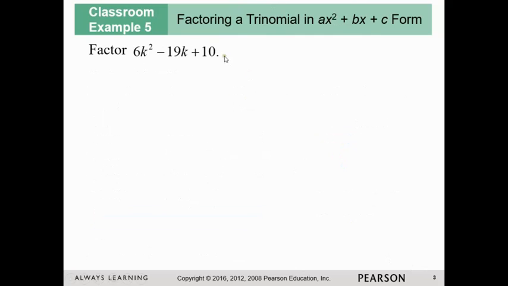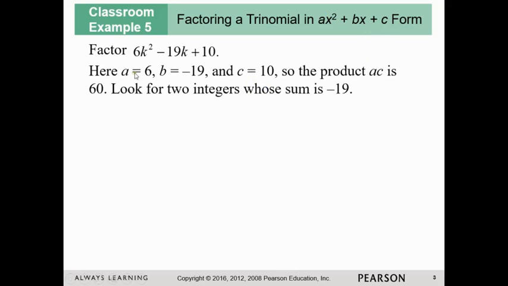So now we're looking at factoring a trinomial in the form ax squared plus bx plus c. Notice that the leading coefficient is not 1. So if you remember, we use something called the AC method here. So remember, A is 6, B is -19, C is 10. So when we find the product AC, which is A times C, AC is 60. So we look for factors of AC that also sum up to -19.